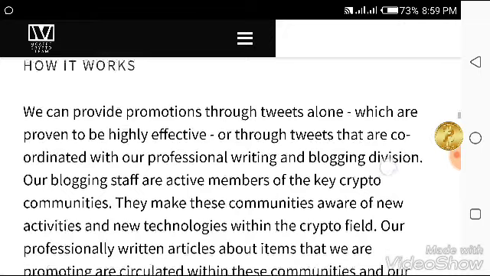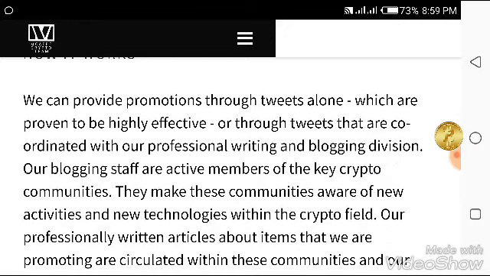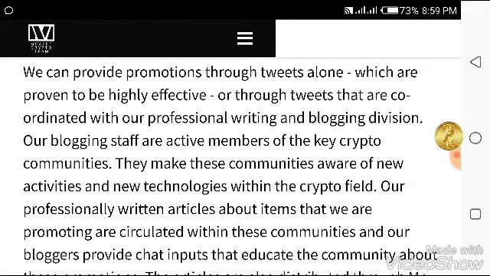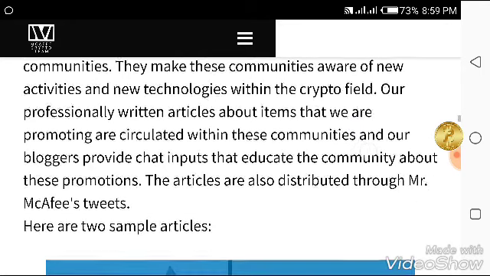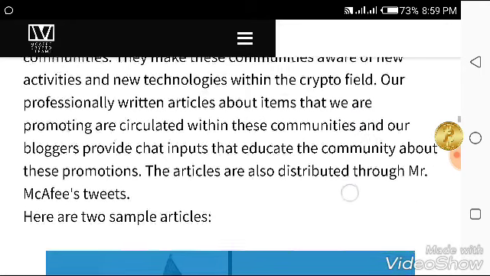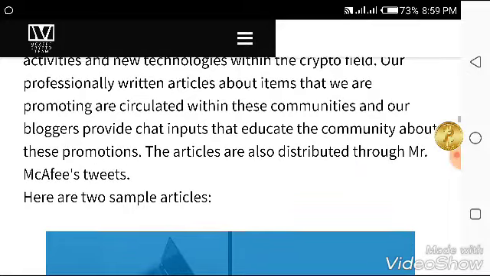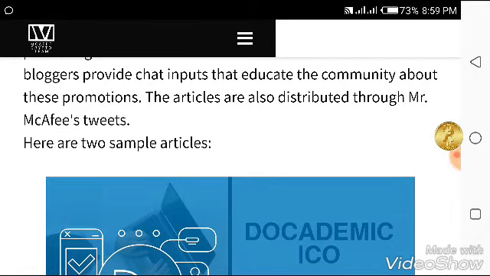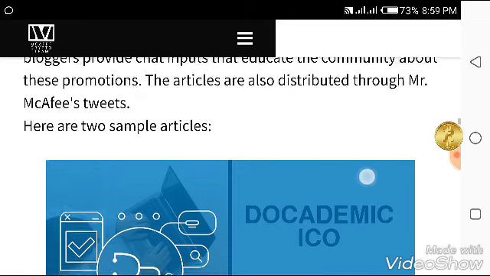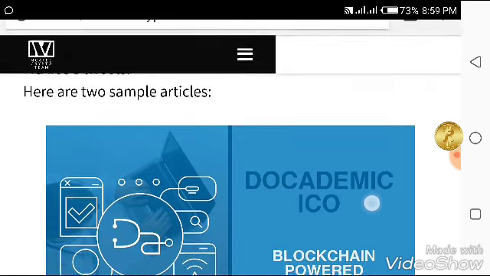How it works: we can provide promotions through tweets alone, which are proven to be highly effective, or through tweets that are coordinated with our professional writing and blogging division. Our blogging staff are active members of the key crypto communities. They make these communities aware of new professionally written articles about items that we are promoting, which are circulated within these communities, and our bloggers provide chat inputs that educate the community about these product promotions. The articles are also distributed through Mr. McAfee's tweets. Here are two sample articles.